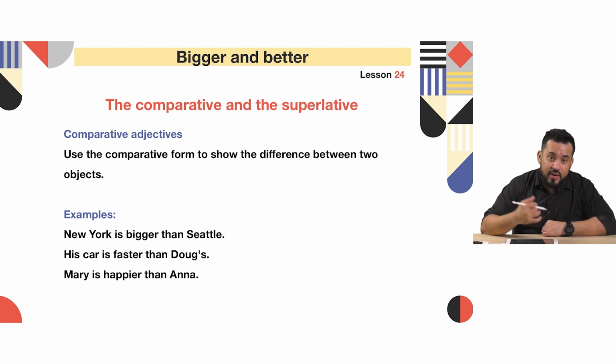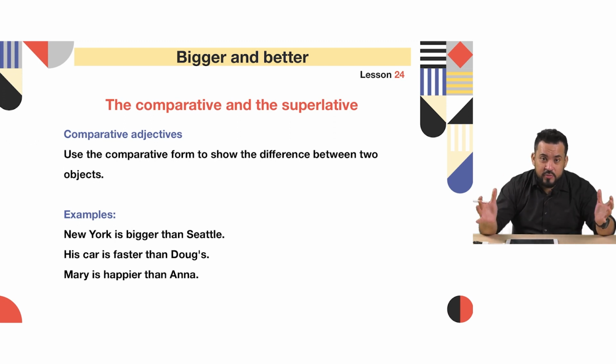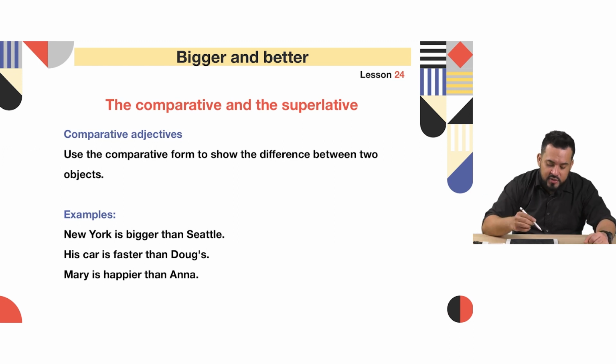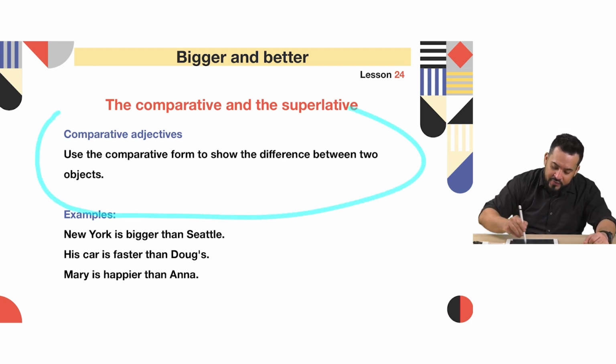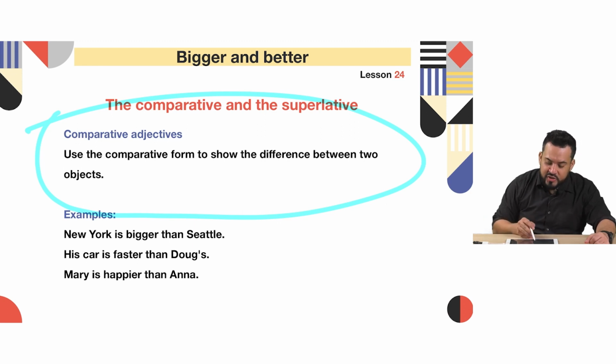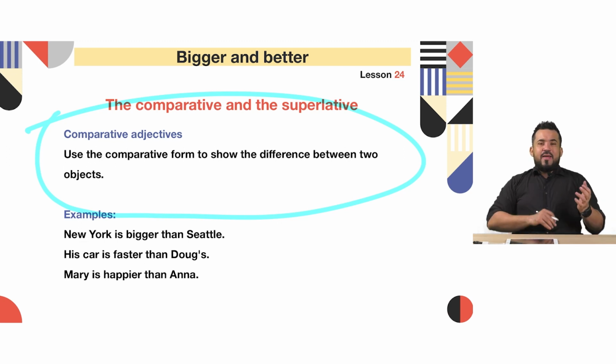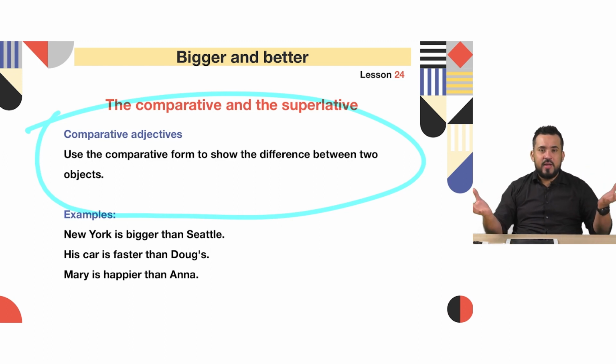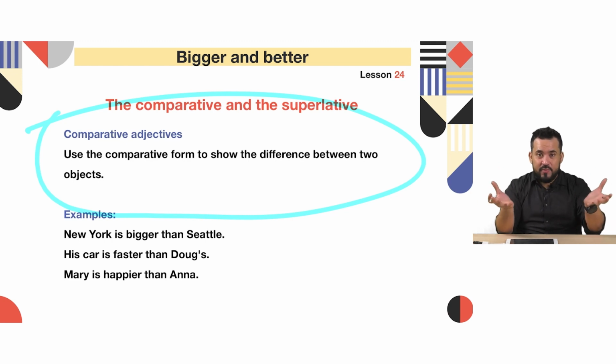Okay, now let's talk about comparative and superlative adjectives. Now that we understand what syllables are and how to count them, let's talk about comparative adjectives. We use the comparative adjective form to show the difference between two objects. What does that mean? If we have two objects, or two people, that we are comparing, we're showing the difference between them.